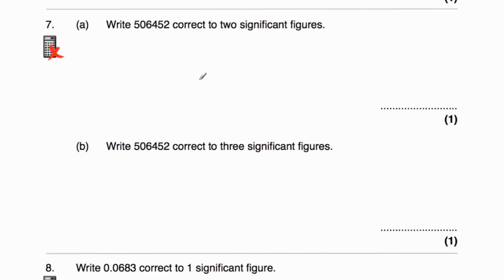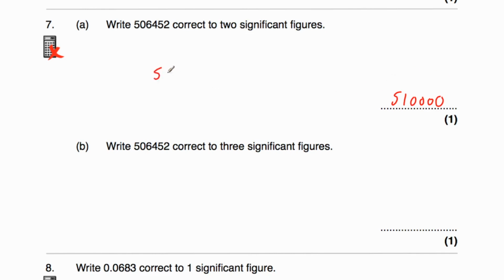So you want two digits followed by zeros. Now here we've got 506,452. So that means our choices will either be, because it's two digits followed by zeros, we've got a choice of either 500,000 or 510,000. Now because we've got 506,000, that's going to be closer to 510,000 than it is to 500,000. So my answer would be 510,000.